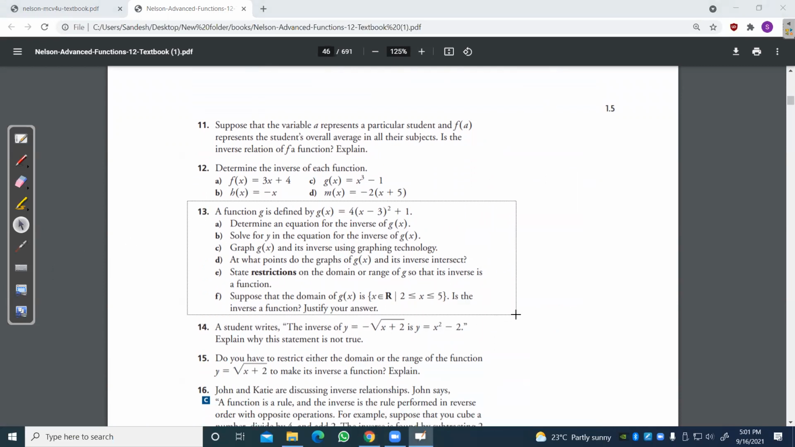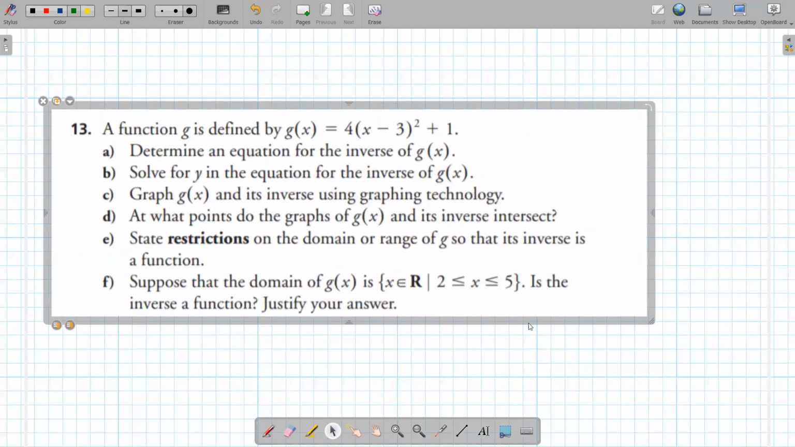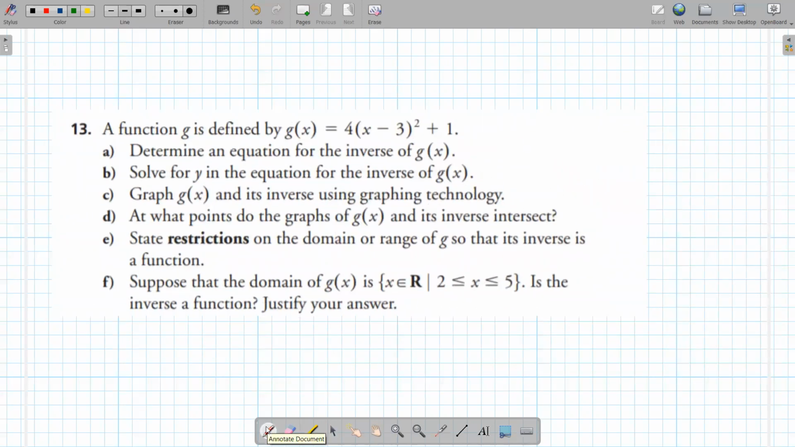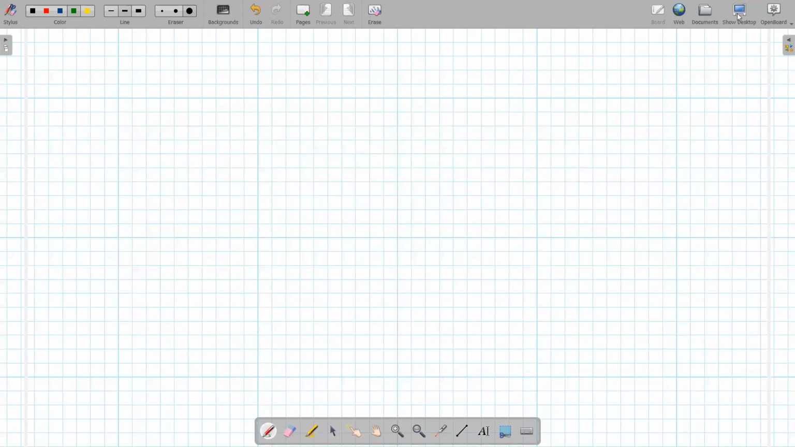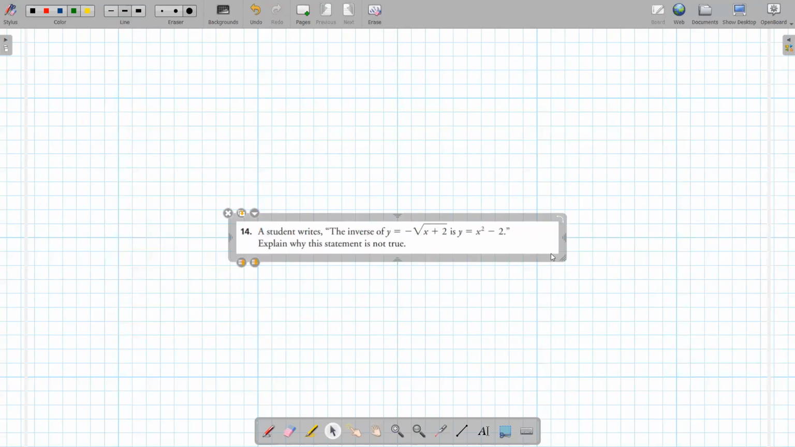We can do this really quickly. 13. So they've given us a quadratic function. They want to find the inverse. Sorry, do you mind if we do 14, just because it's not in the homework for me? Sorry about that. Yeah, it's okay. So it says the inverse of this is this.